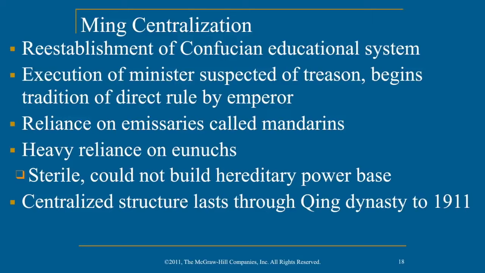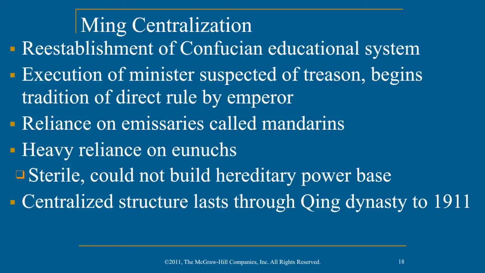There was a heavy reliance on eunuchs. Really, a eunuch is someone who does not have the ability to reproduce. A eunuch is someone who has been forcibly sterilized as a man. They have had their parts removed. They were sterile, so they could not build a hereditary power base.